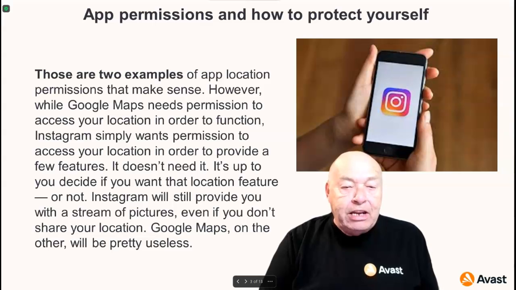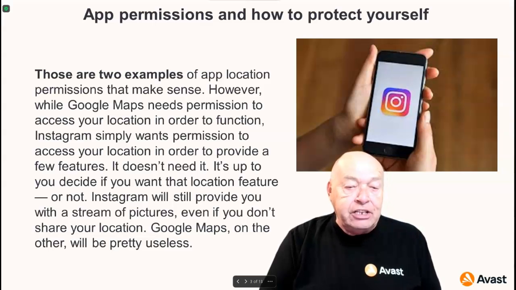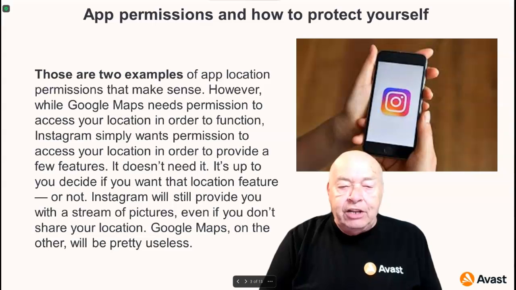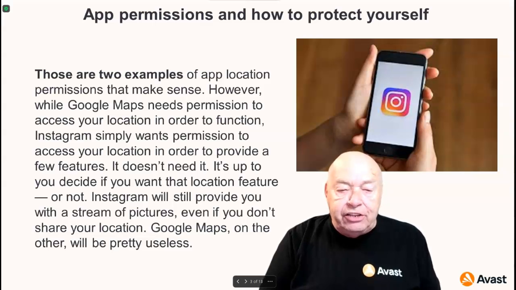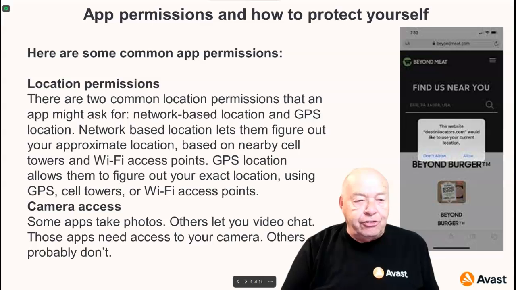However, while Google Maps needs permission to access your location in order to function, Instagram simply wants permission to access your location in order to provide a few features. It doesn't need it. It's up to you to decide if you want that location feature or not. Instagram will still provide you with a stream of pictures, even if you don't share your location. Google Maps, on the other hand, will be pretty useless. Here are some common app permissions.